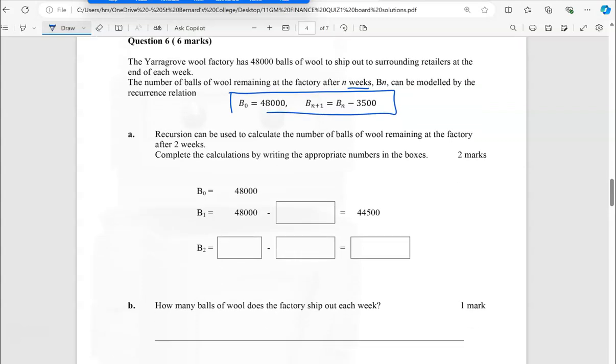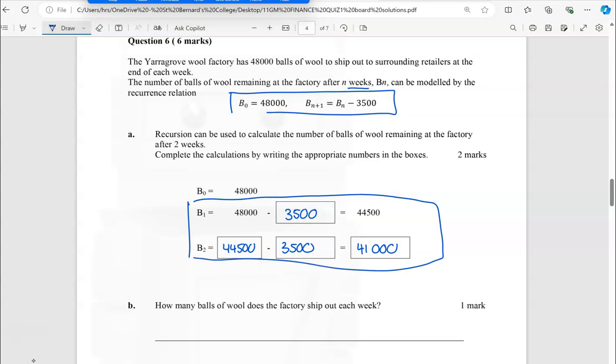So you had to fill in the boxes. In your exam, you probably have to write it out, or in your test, it'll say show recursively how you get the number of balls of wool after 1 week and 2 weeks. So you would have to write this whole thing out. But in this one, we're just popping in the values. So then what goes in here? We'd have 48,000, and then we minus 3,500 of that, which ends up being 41,000. So in a test, you might have to write all of that out yourself.